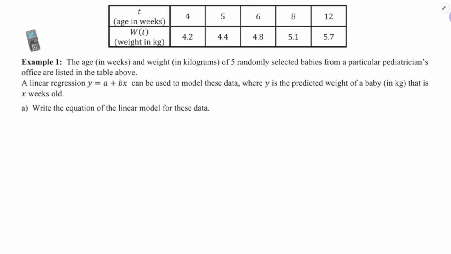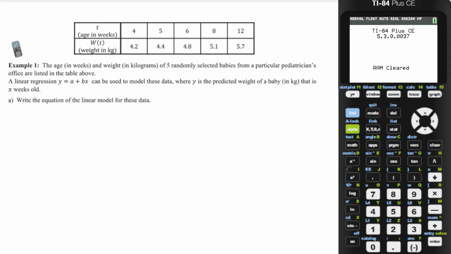We're going to start by entering the data into the lists. Now in this example, we don't really need to look all that closely at the meaning of the variables in the table, because they're telling us to use a linear regression. And so we're going to, like I said, start with the lists. So we're going over here to the stat menu. We're going to edit the lists, and then we're just going to type in our data. 4, 5, 6, 8, and 12.